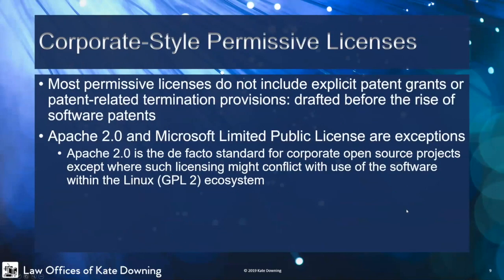Okay, and then this is a category I think I may have invented, but corporate style permissive licenses. So this includes, for example, Apache 2.0 and Microsoft Public License. These are similar permissive licenses to MIT and BSD. The difference is that they give an explicit patent grant, which the other licenses don't, because they were written in a time before patent licenses on software were a big thing. These are usually going to be fine for a wide variety of products.